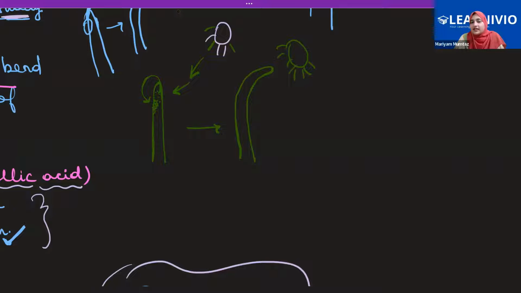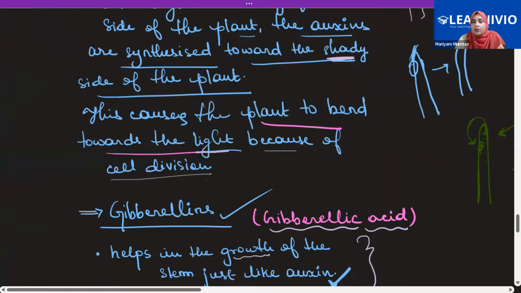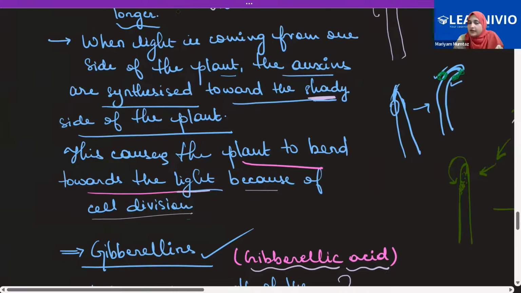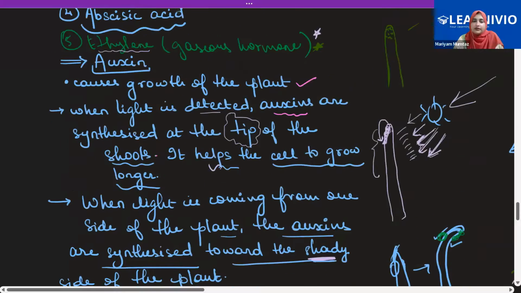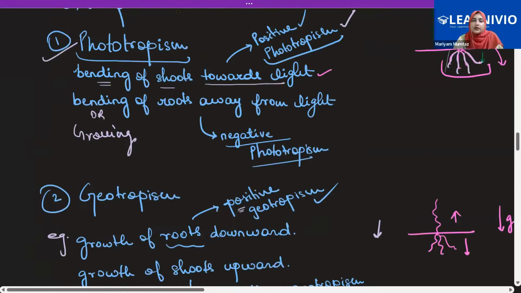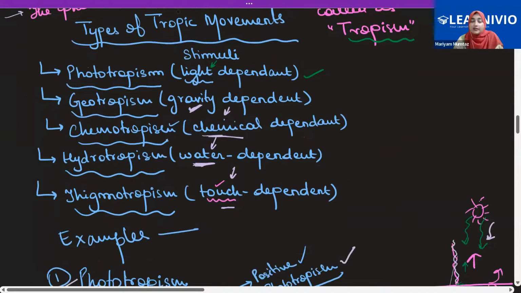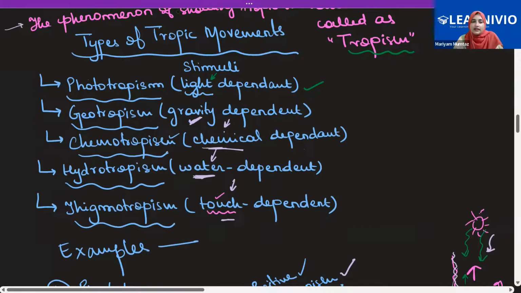So that is why they say that whenever the light acts on one side, the auxin will move towards the shady side of the plant. As a result, wherever they are synthesized, they'll start division over there. As a result, the plant tip will bend towards the light. Is it clear, students? Yes, ma'am. All right, now you people note down till here. Then we'll move forward and talk about the next phytohormone, that is gibberellic acid.